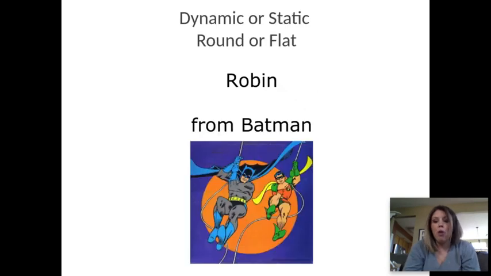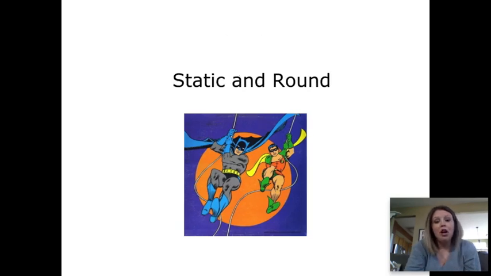Let's try again. Robin from Batman. This is Batman's sidekick. I would hope everyone knows who Robin is. He is the one in the green and the orange, just in case. But think about it. Robin, is he dynamic or static, meaning does he go through change? And is he round or flat, meaning do we know a lot about him? Did the author go into detail? Take a second, think. Okay. Hopefully you said static and round.